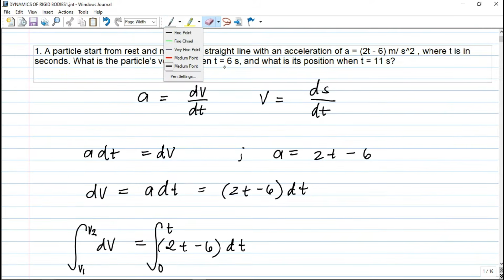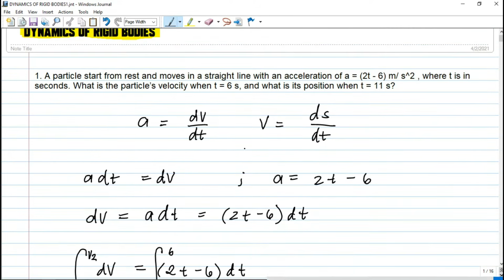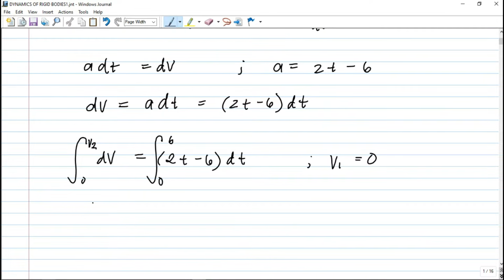So the time here is 6 seconds. Basically guys, our upper limit should be 6 seconds, so from 0 seconds to 6 seconds. So this is the upper limit. It's stated in the problem that the particle starts from rest. This means the initial velocity is equal to 0, therefore v1 is equal to 0. So let's replace our lower limit with 0. Then we can now integrate here. The integral of dv is v, with limits from 0 to v sub 2.